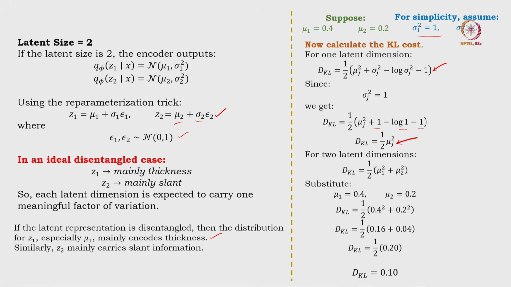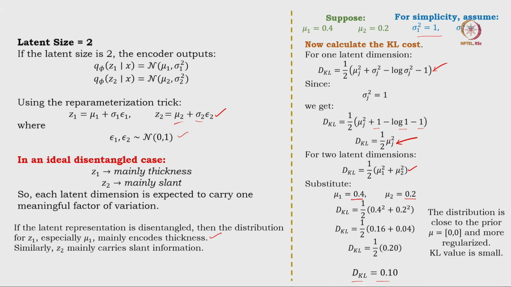Since the latent representation is 2, we are taking both mean 1 and mean 2. So, here the values are 0.4 and 0.2, just for an example. Substitute the values. The KL divergence value you have got is very less. When the KL divergence value is very less, what is the ideal meaning of this? Can you go back and understand what it means if the KL divergence value is less? It means the encoder distribution is very much closer to the prior distribution.